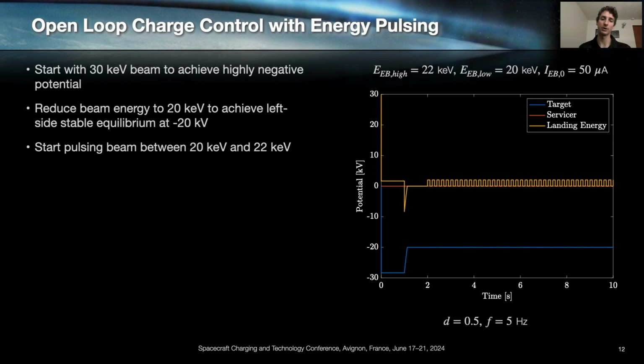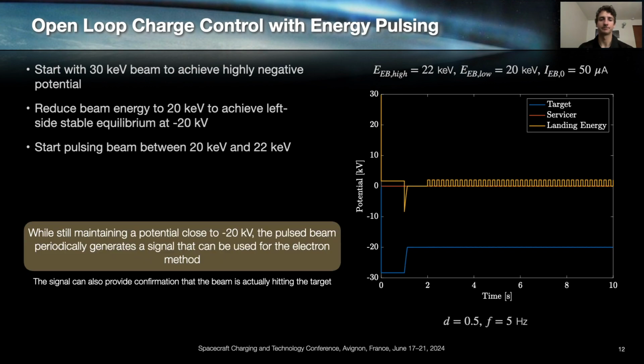Now, if we started pulsing the beam with energies between 20 keV and 22 keV, then periodically we have landing energies switching between either 0 or 2 keV, and therefore periodically we get a signal for the secondary electron methods. And because we get a signal, we can basically confirm that we're actually hitting the target with the electron beam. And at the same time, the electric potential of the target remains very close to the negative 20 kilovolt equilibrium.